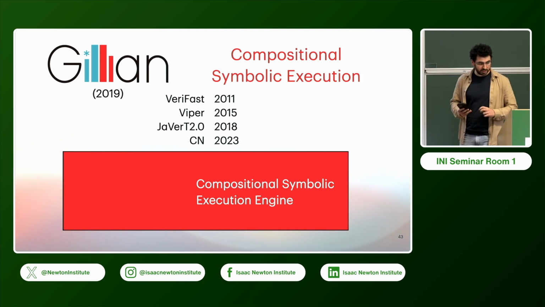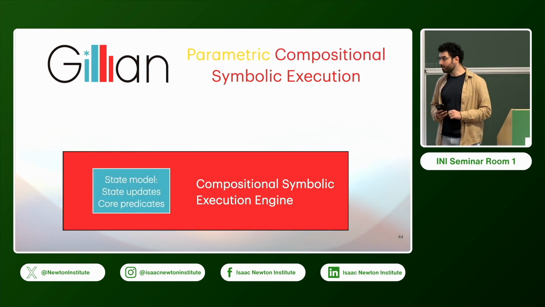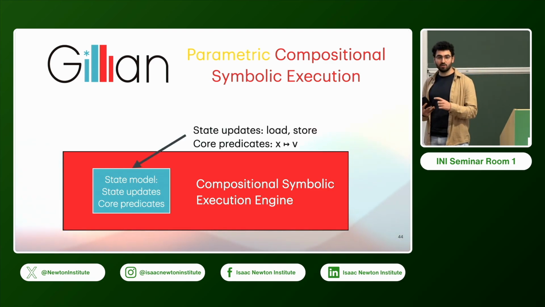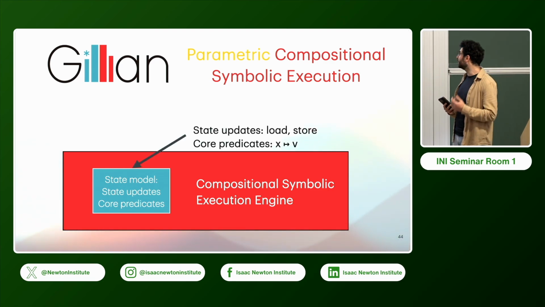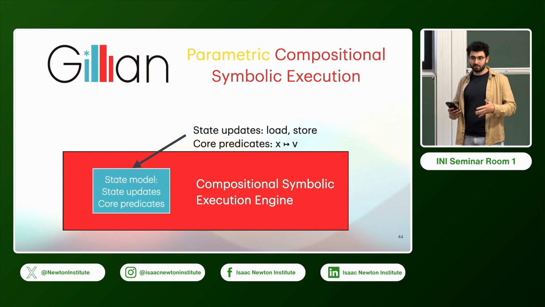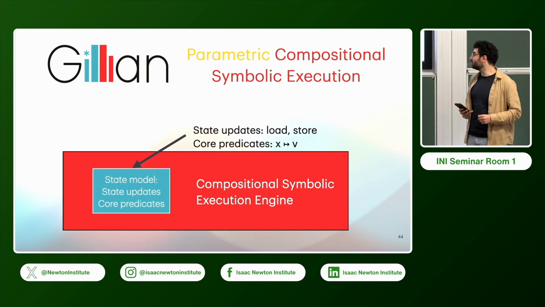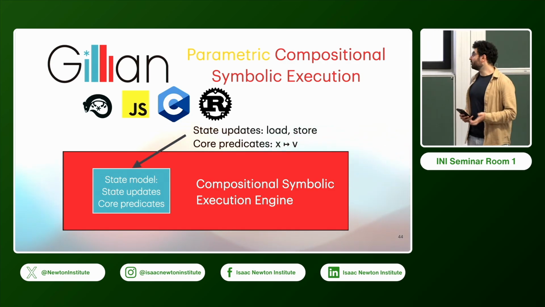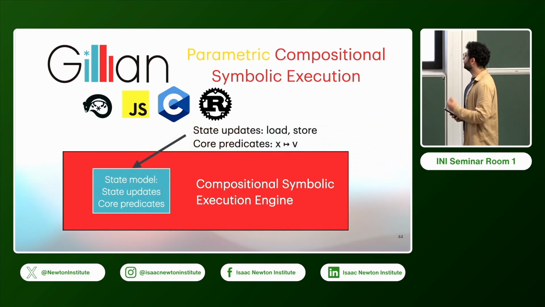The key feature of Gillian is that it's parametric on what we call a state model, which provides state updates like load and store for most languages, or alloc or whatever, and core predicates like the points-to predicates. And so we have 4 languages right now in Gillian, including JavaScript, C, and Rust. The other one is just a toy language.